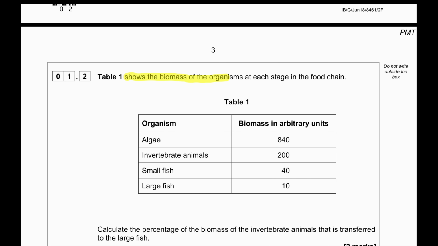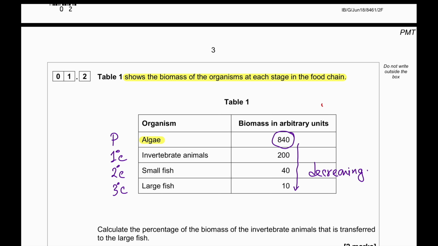And the producers are the algae themselves because they produce the food by using photosynthesis. Table 1 shows the biomass of the organism at each stage in the food chain. We can see algae, which is the producer, has the highest biomass, which is 840, then followed by invertebrate animals, the primary consumer, the secondary consumer, and the tertiary or the apex predator. We can see the biomass in arbitrary unit is decreasing.